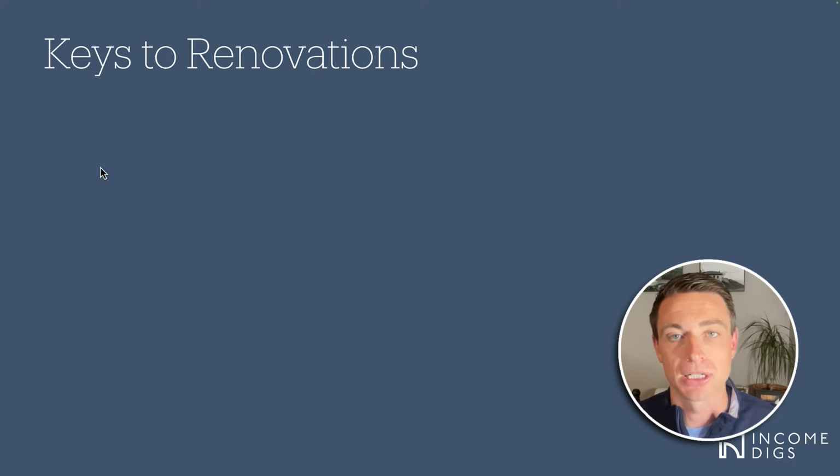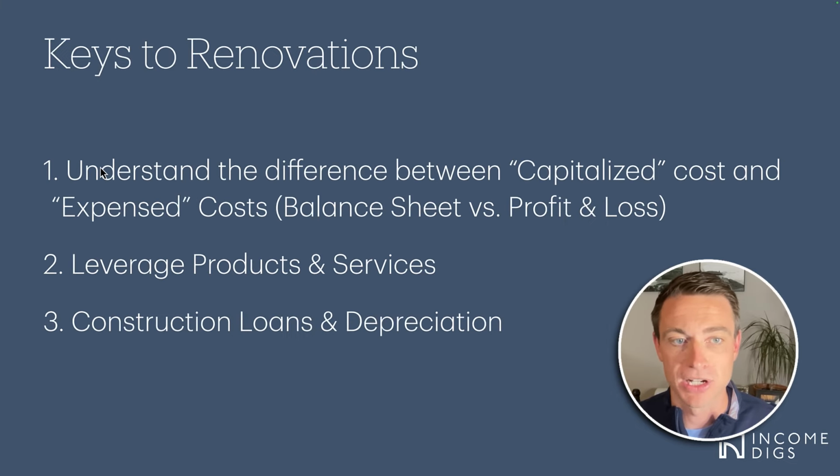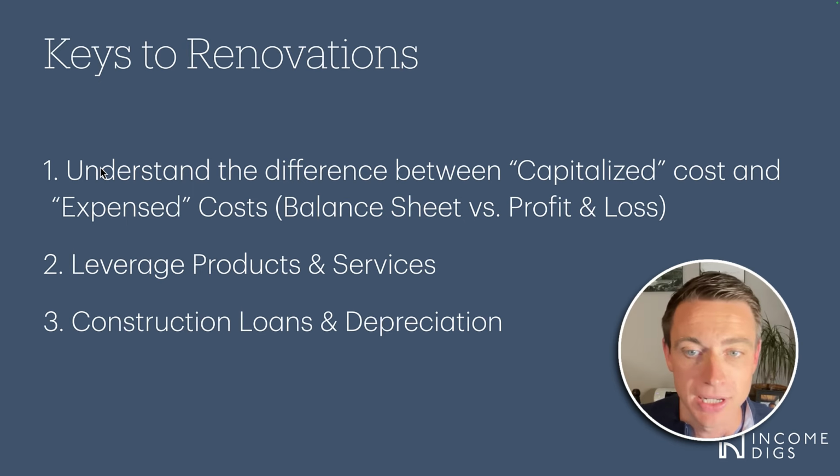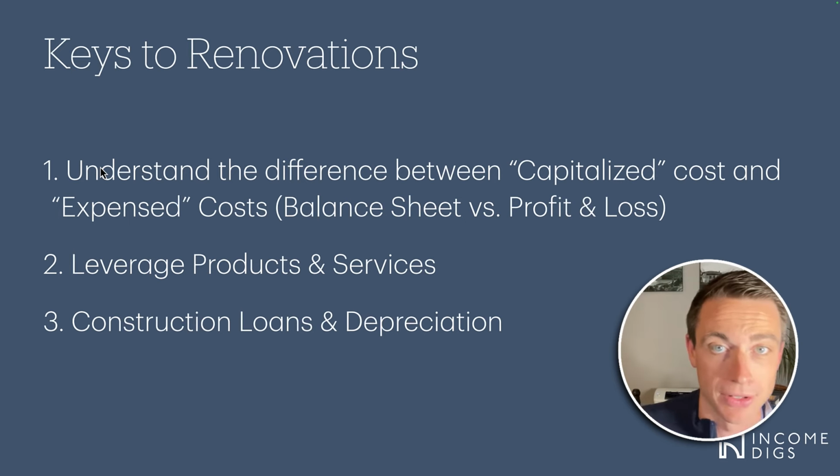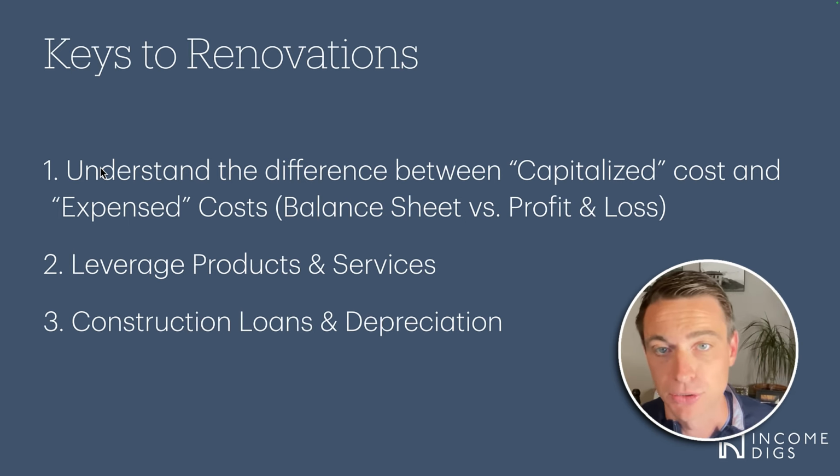So the three things we're going to talk about today when it comes to renovations and bookkeeping. First is understanding the difference between a capitalized cost and an expensed cost. Okay, so this is a differentiation between does the transaction show up on your balance sheet as an asset or on your profit and loss as an expense, all right? Now the type of project we do is going to help to determine that.